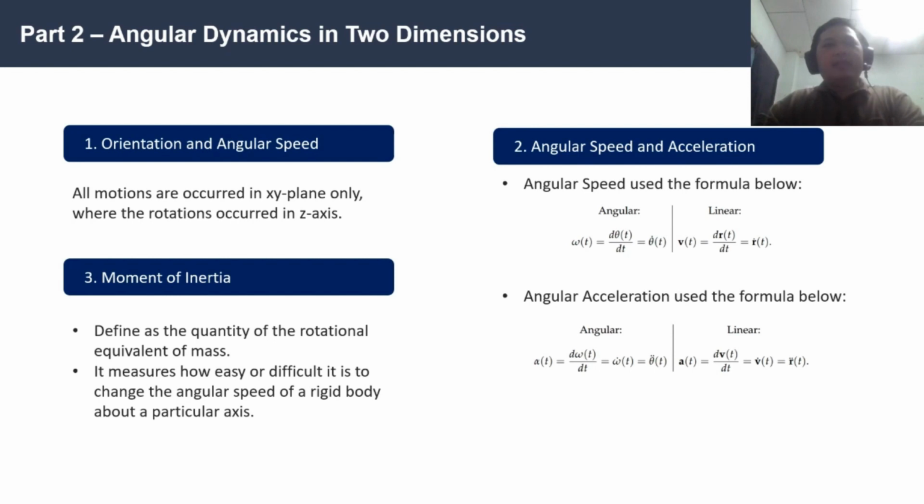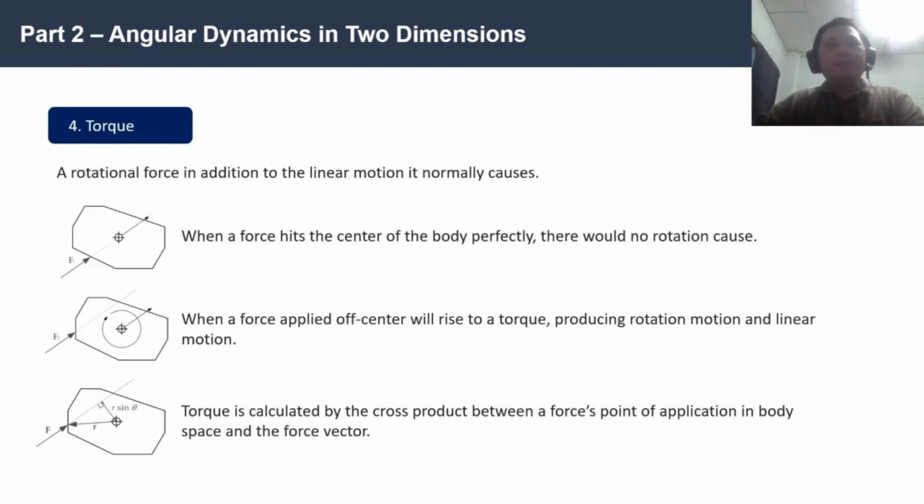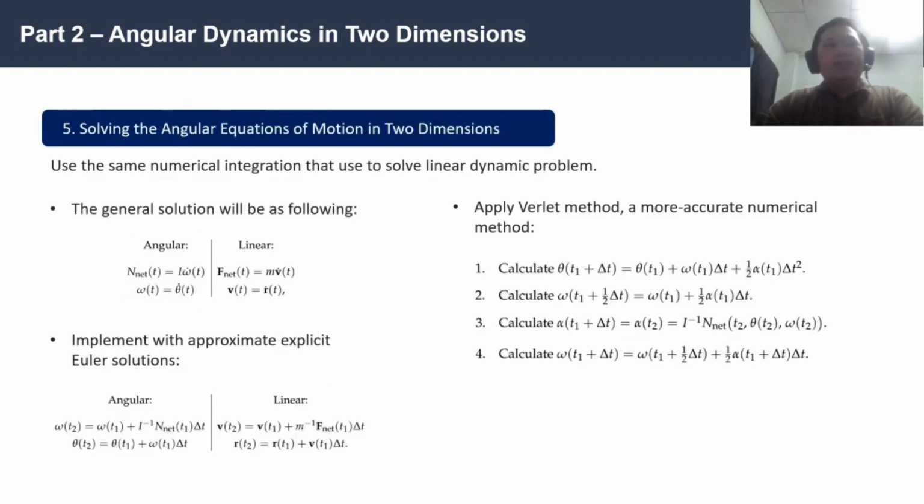The angular speed and acceleration formula is given here. Also, the moment of inertia is a core concept here. After that, the torque is also important to be considered. When a force hits the body, it will cause rotation. And then these are the angular equations used to solve the motion in 2D.